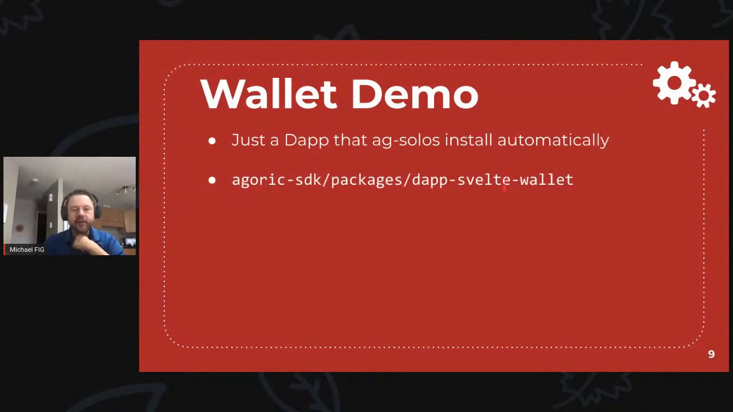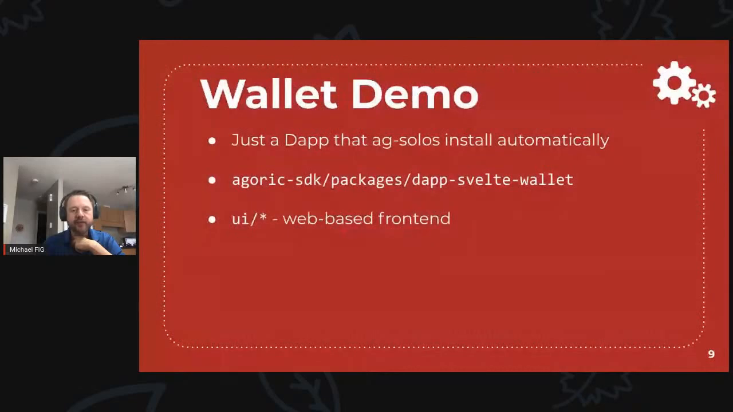The wallet Dapp that's installed automatically is part of the Agoric SDK. It's in packages dapp-svelte-wallet. This was a wallet based on Svelte that we cooked up in about a week. It has many shortcomings and many things that could be improved, but it was basically a proof of concept to say, this is a way that the user can interact with the funds on chain.